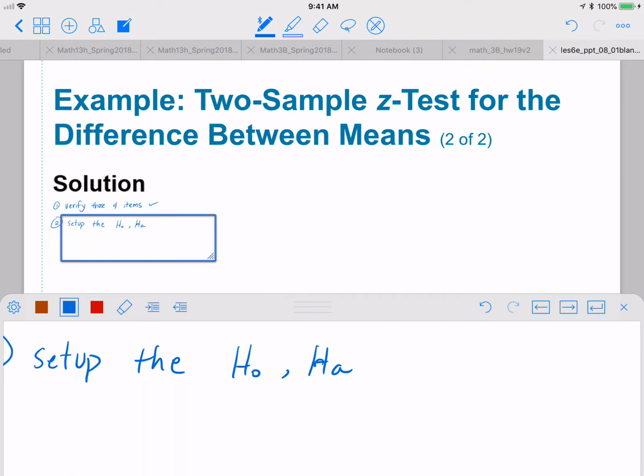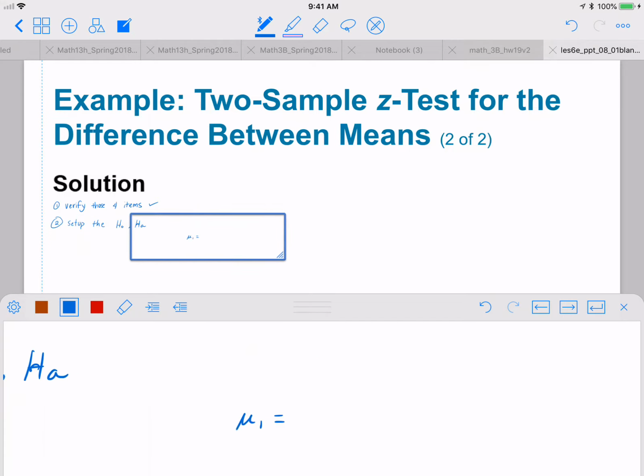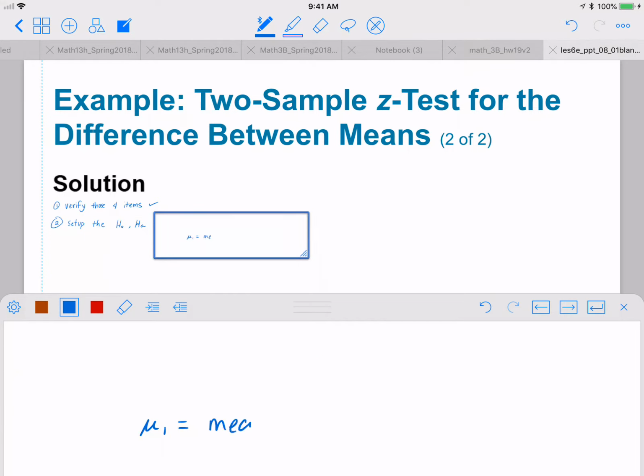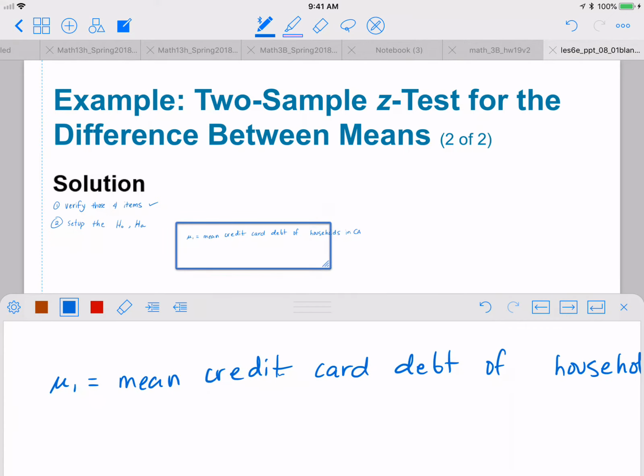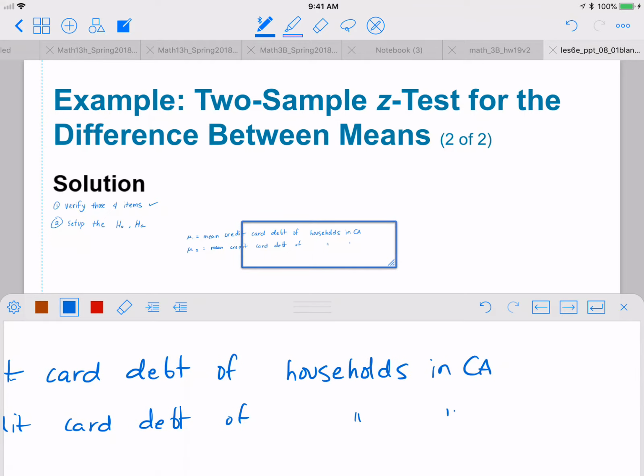We can let mu1 be the mean credit card debt of households in California, and then mu2 can be the mean credit card debt of households in Illinois.